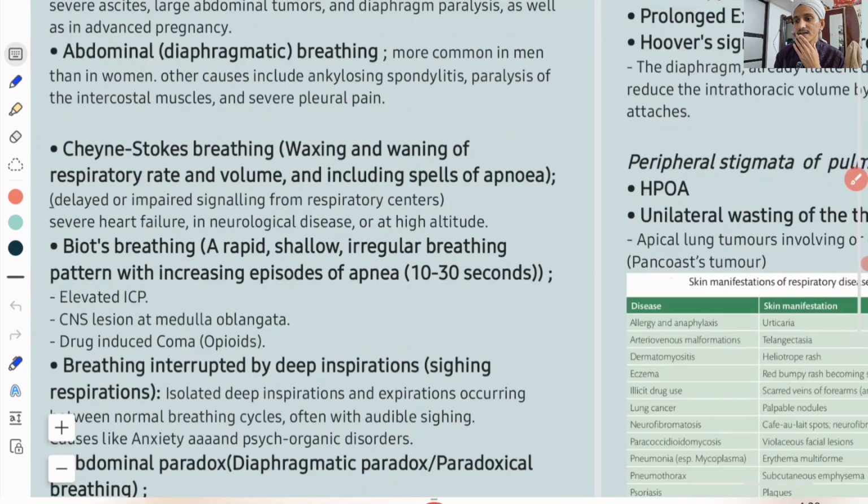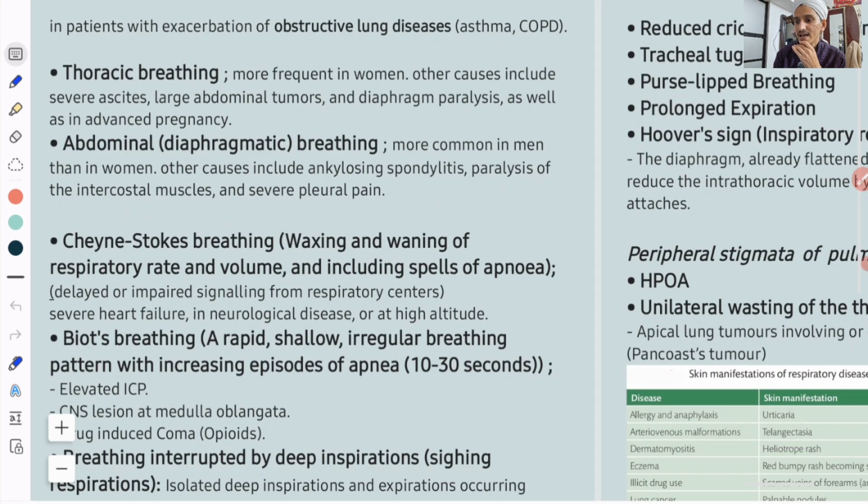Now prolonged expiration is seen in patients with exacerbation of obstructive lung disease like asthma and COPD. Any obstructive lung disease will cause a prolonged expiratory phase. You will see it in obstructive lung disorders like asthma, COPD, and also in acute bronchiolitis in children.